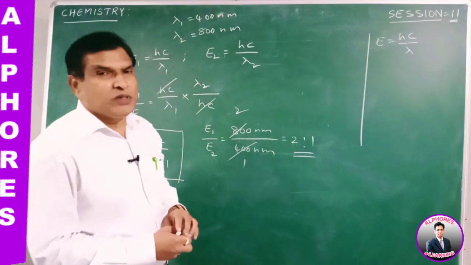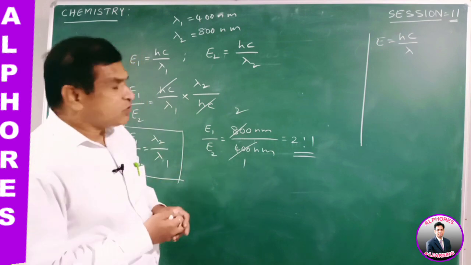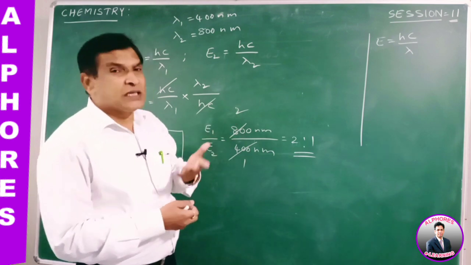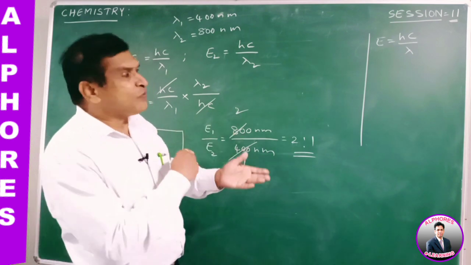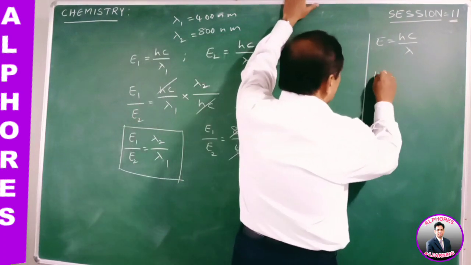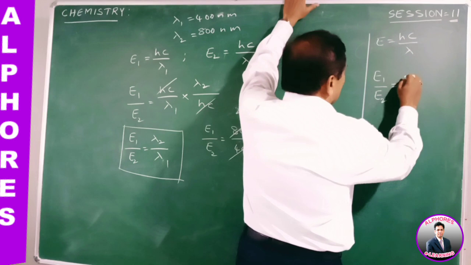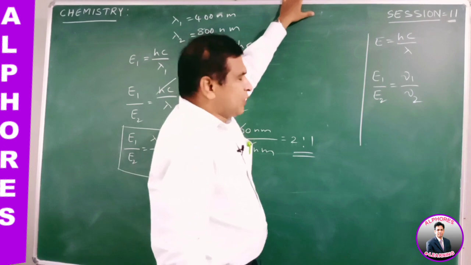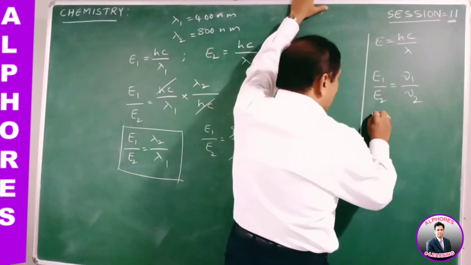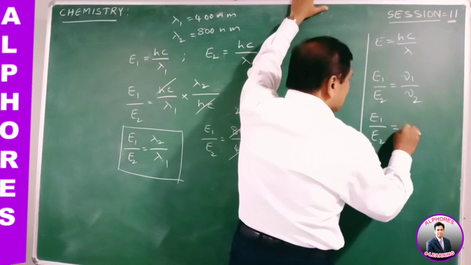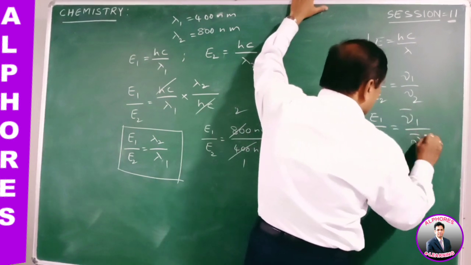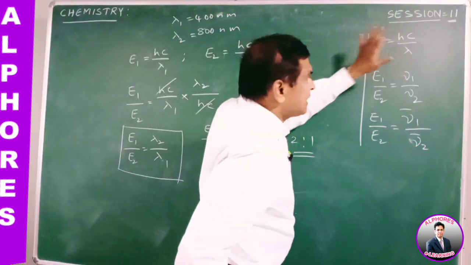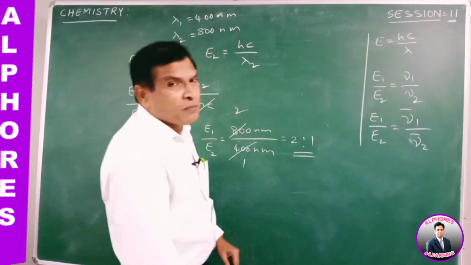It is in terms of nanometers. We can also expect to calculate the energy ratio in terms of frequency, in per seconds. E1 by E2 is equal to nu1 by nu2, because energy is directly proportional to the frequency. And with respect to wave number, E1 by E2 is equal to nu bar 1 by nu bar 2. Like that we can find the energy ratio with respect to wavelength, frequency and wave number.